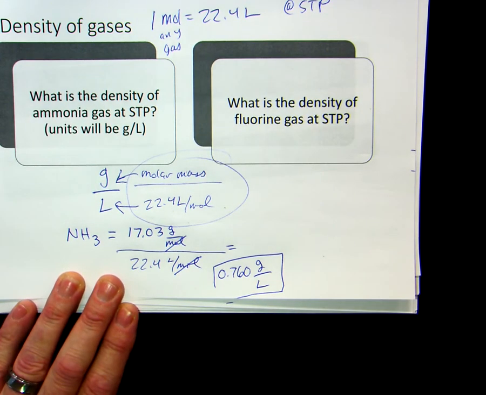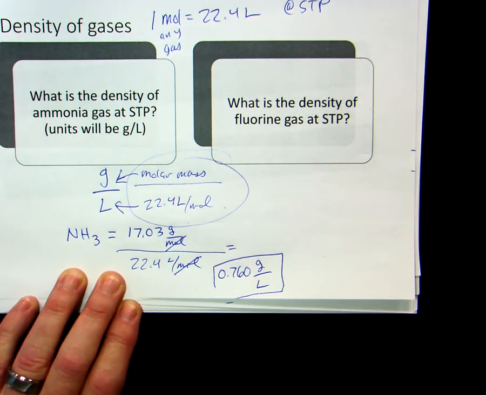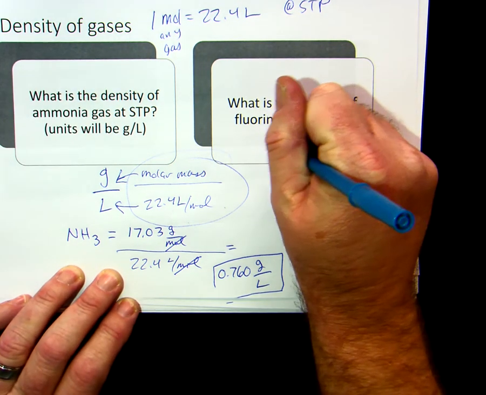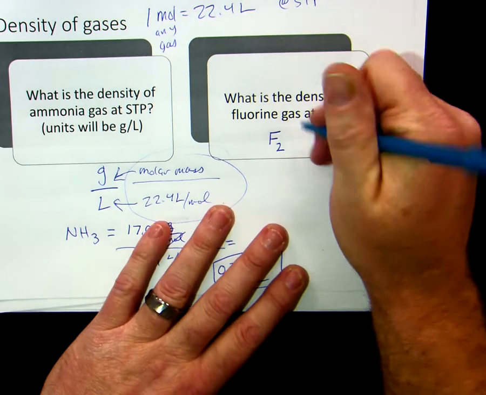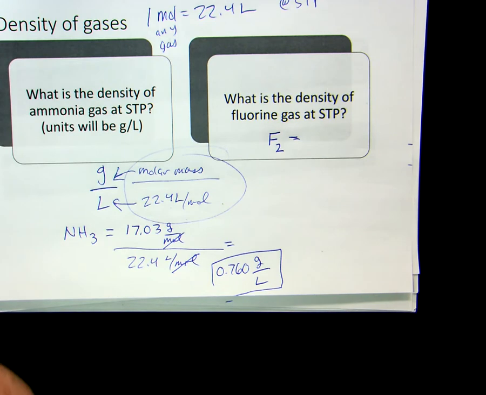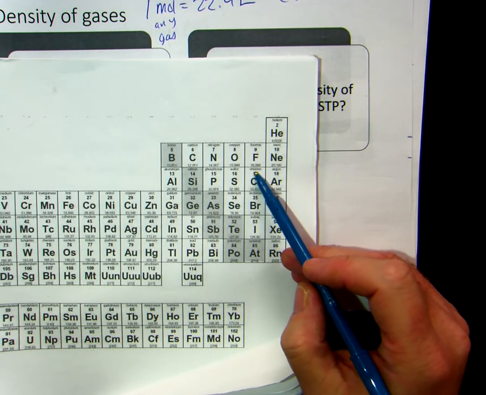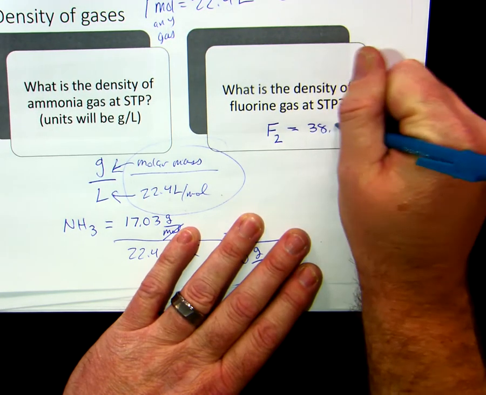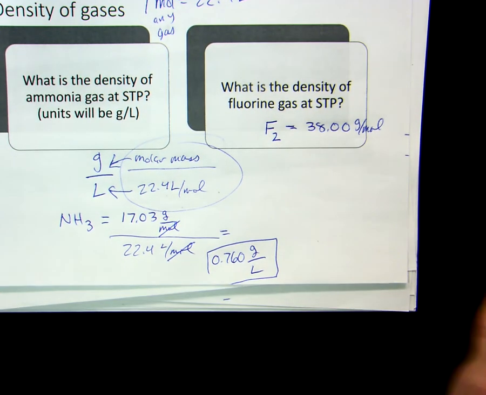Here's another question. What is the density of fluorine gas at STP? Some of you are probably already on this. The trick is that fluorine gas is F2 because it's one of those diatomic elements. So if you look at its molar mass here, it's basically 18.9999. Its molar mass equals 38.00 grams per mole because it's 2 fluorines.